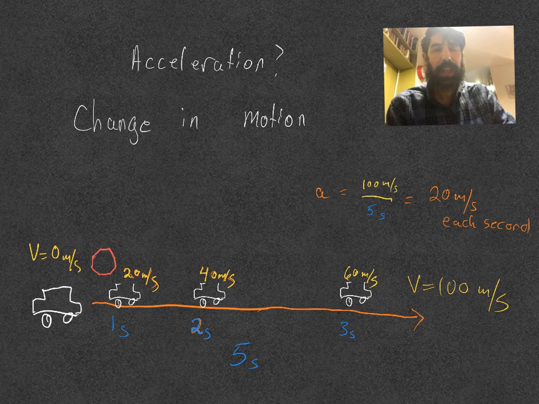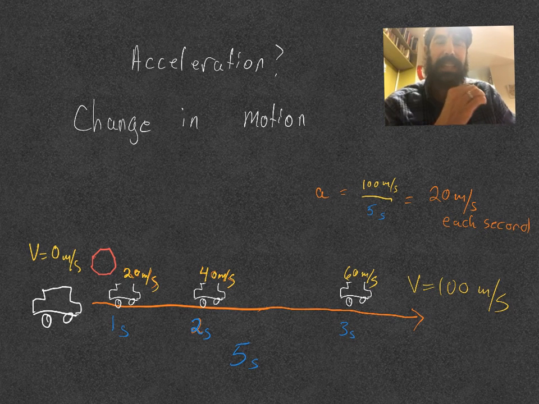So in the first second, you went from 0 to 20 meters per second. In the second second, now you're going 40 meters per second. By the third second, you're going 60 meters per second. By the fourth second, you'll be doing 80 meters per second. And by the fifth second, you're up to 100 meters per second. So every second that passes, you're going a little bit faster. Your velocity is getting faster. That's acceleration. The same thing happens if you come to a stop.